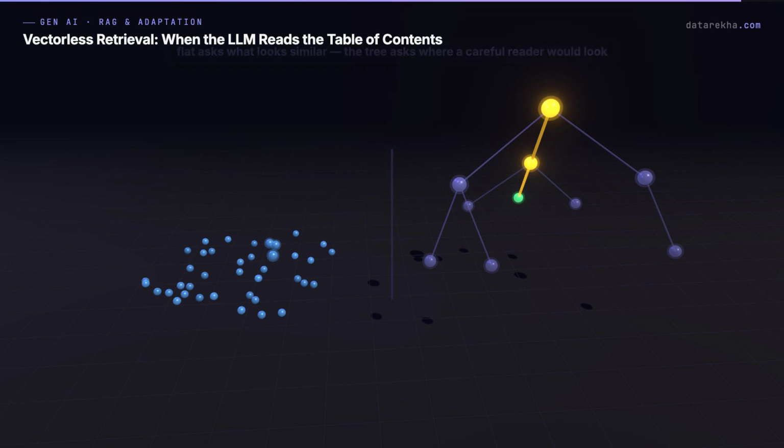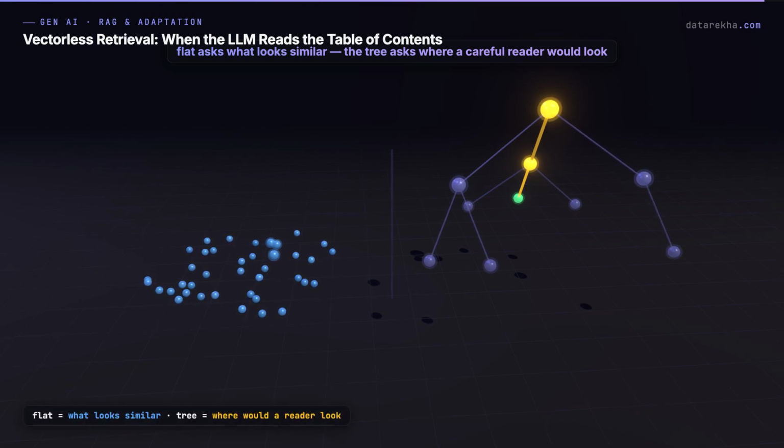So remember the picture. Flat search asks what looks similar. Tree navigation asks where would a careful reader actually look. Sometimes that second question is the whole game.